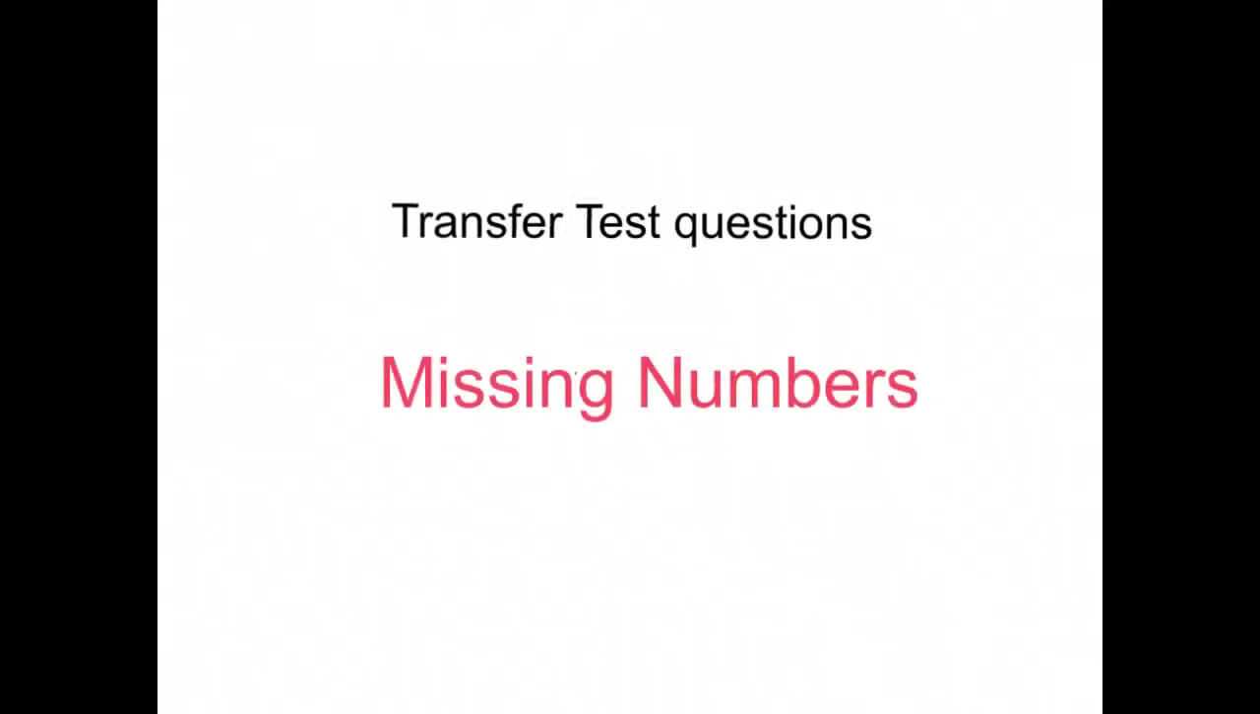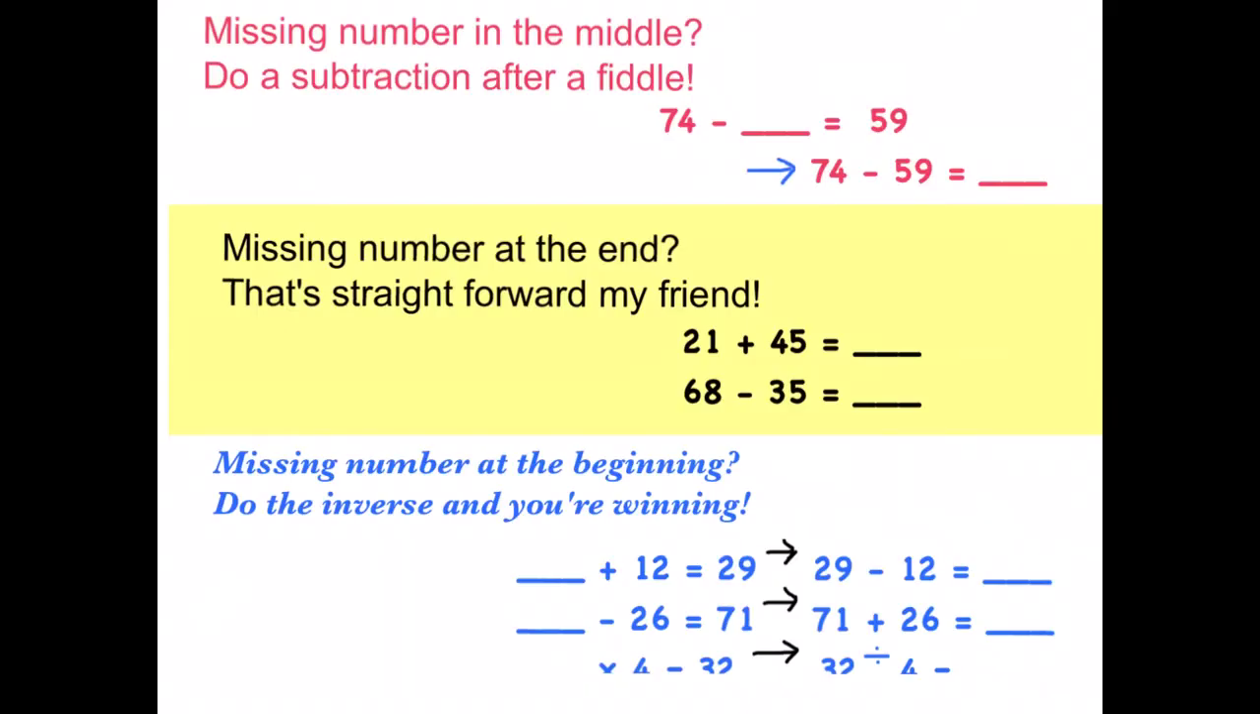In this video, we're going to look at questions where we have to find a missing number. To help us, there is a little rhyme. Missing number in the middle, do a subtraction after a fiddle. Missing number at the end, that's straightforward, my friend. Missing number at the beginning, do the inverse and you're winning.